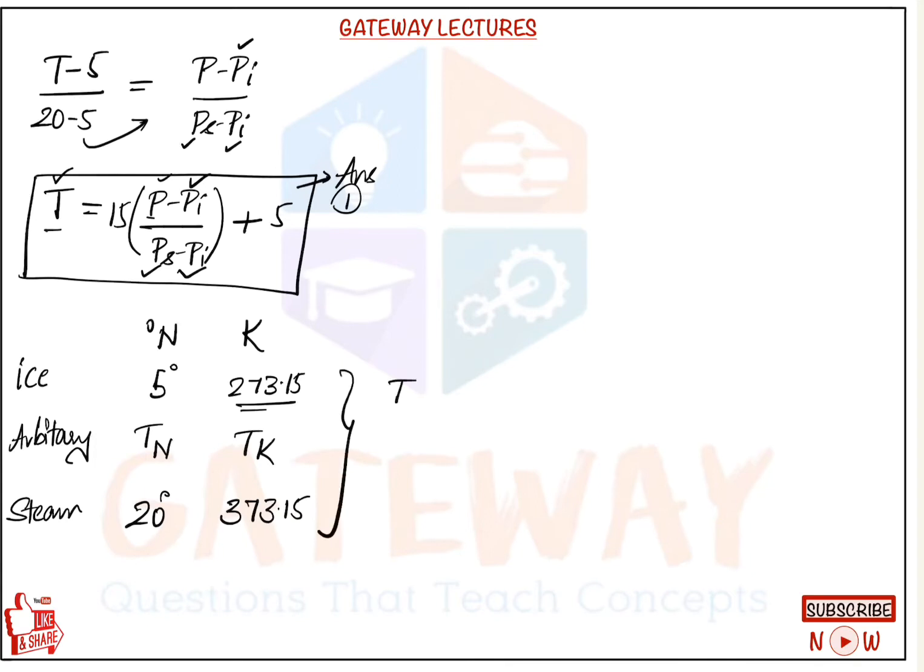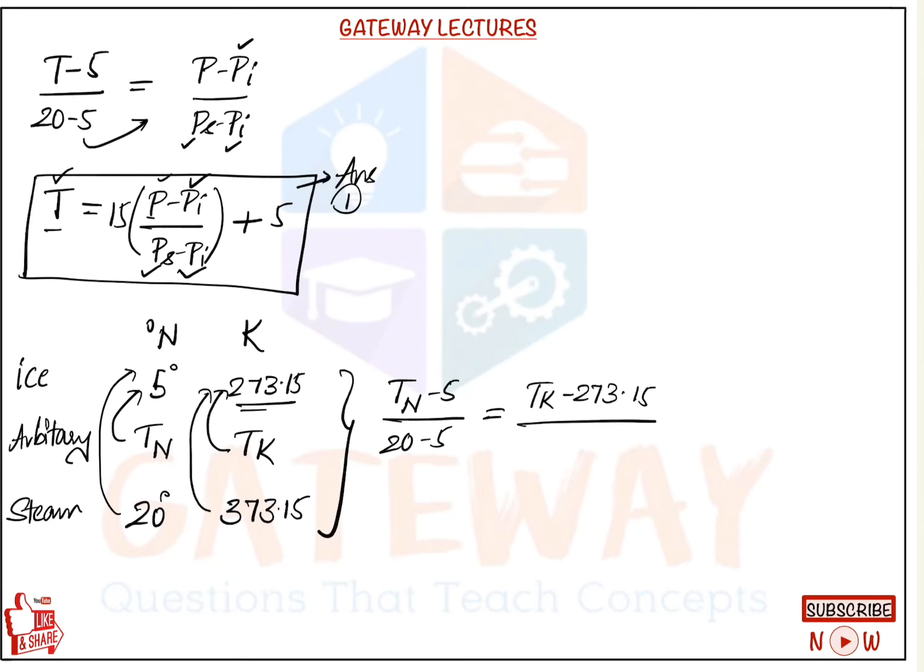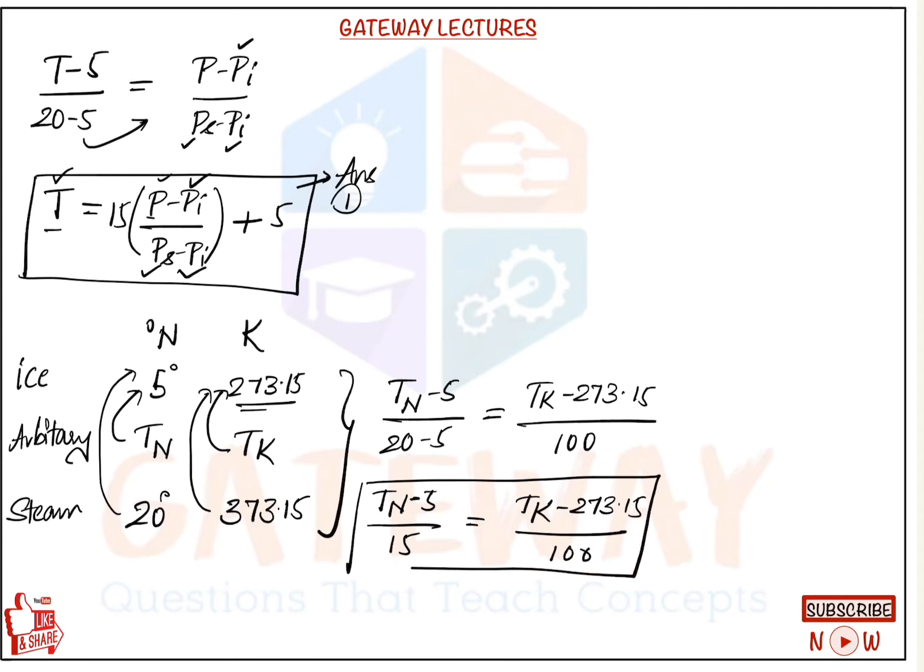By interpolation, Tn minus 5 divided by 20 minus 5 is equal to Tk minus 273.15 divided by 373.15 minus 273.15, which is 100. From that we'll get Tn minus 5 upon 15 is equal to Tk minus 273.15 upon 100. This is the relationship between the degree N scale and Kelvin. This is actually the answer for the third question asked.